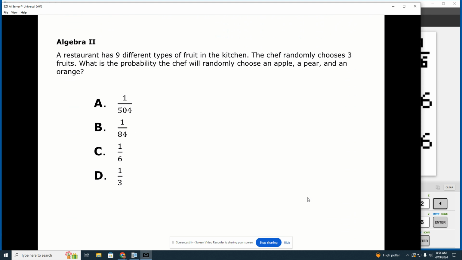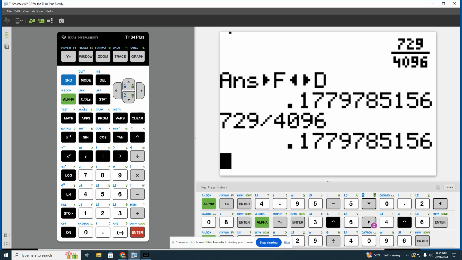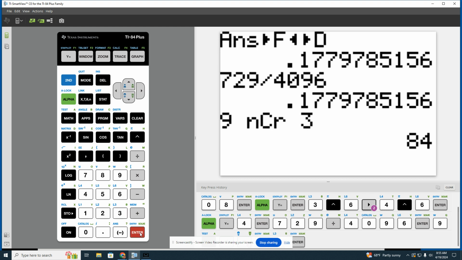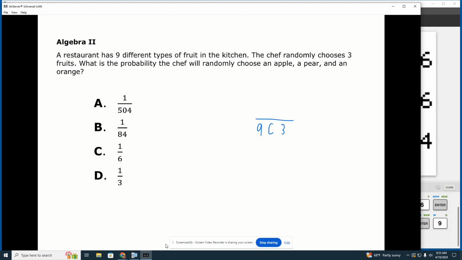This is a combination problem. 9 with a combination of 3. Okay? So this is my probability. This is my total number of outcomes. So this is going to be my bottom number. Now, obviously, you can see the top number. But if I go 9, and then hopefully you remember where to find this. Math, probability, number 3. So this is 9C3. So your bottom number is 84. So this is going to be 1 over 84. B. Okay?